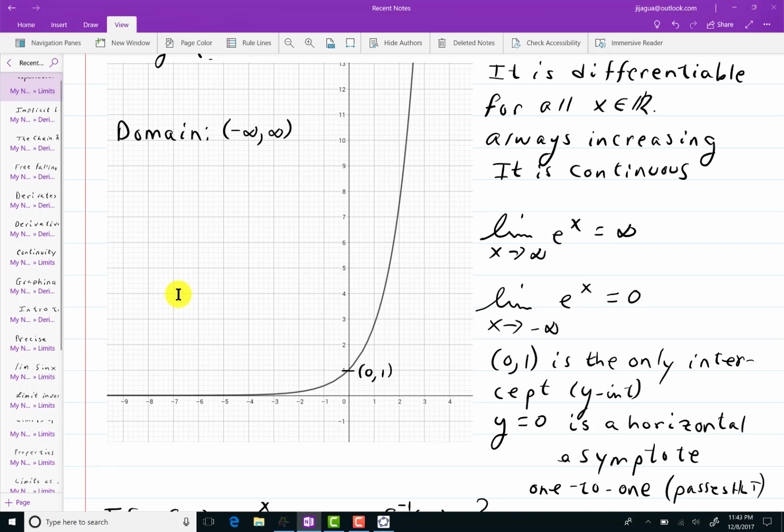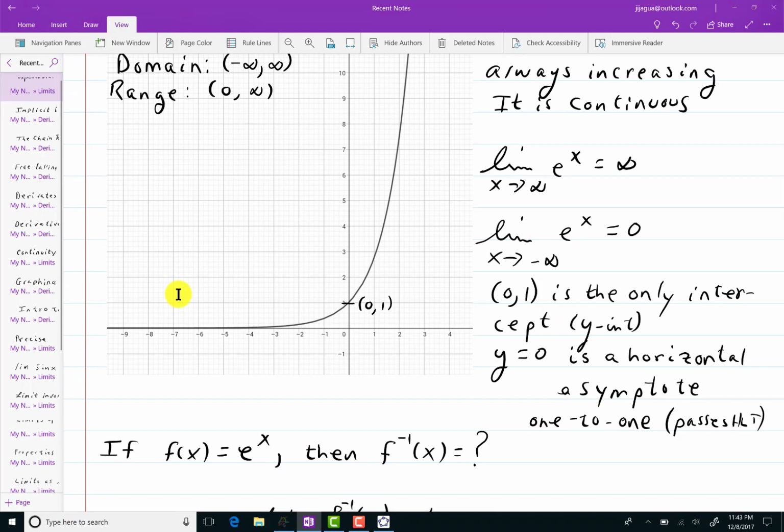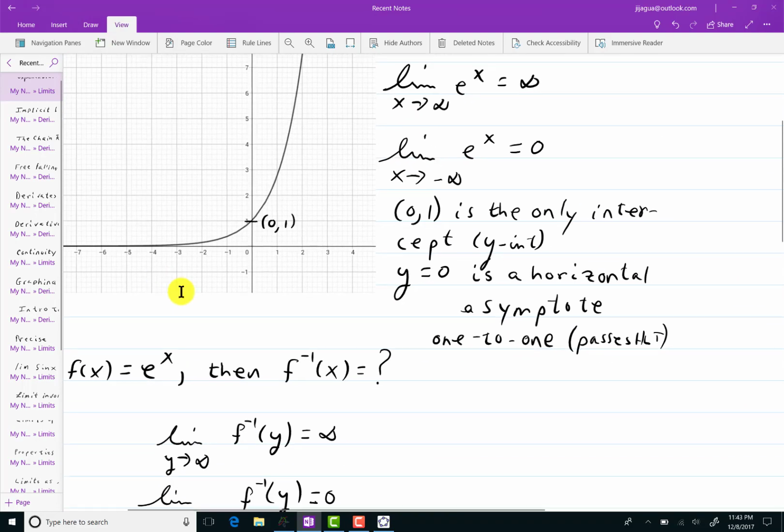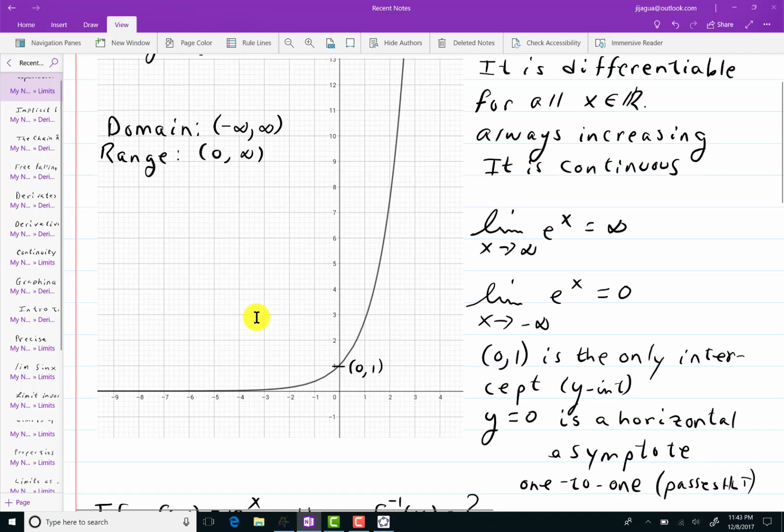and its range is 0 to infinity, not including 0, because the graph of the original function, e to the x, does not touch the x-axis, so its range is 0 to infinity, not including 0. When you go to document the inverse function, you simply flip those two things.